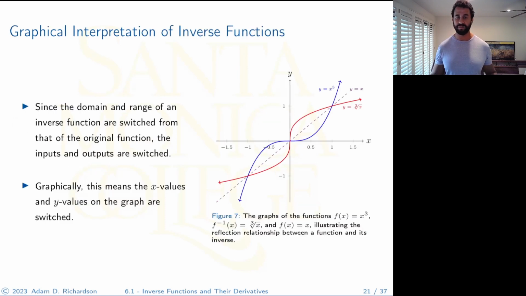All right, so now let's talk about the graphical interpretation. Hopefully you've seen this before, but if not, that's okay. Because the domain and range of an inverse function are switched from that of the original function, that literally means the inputs and outputs get switched. So graphically, the x values and the y values on the graph are switched. What I have here is a picture of the function x cubed and its inverse function, cube root of x.